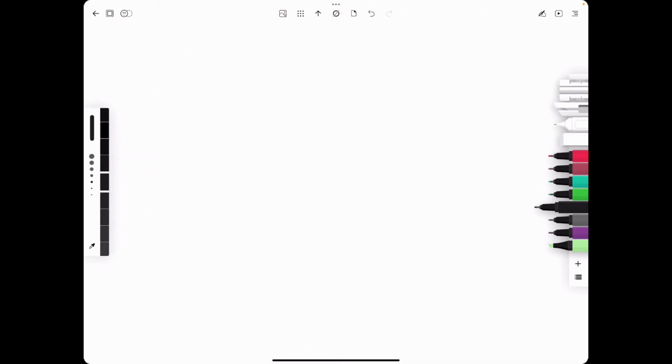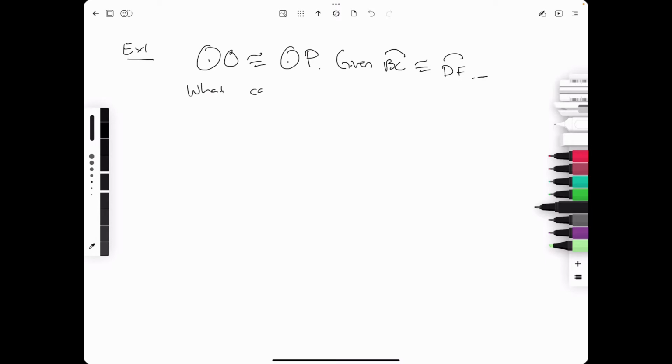So example 1. In the diagram, circle O is congruent to circle P. Given arc BC is congruent to arc DF, what can you conclude? They've got congruent arcs.